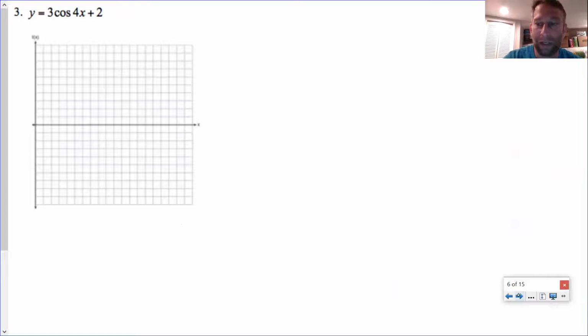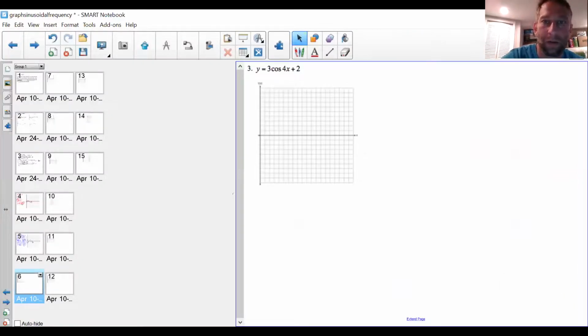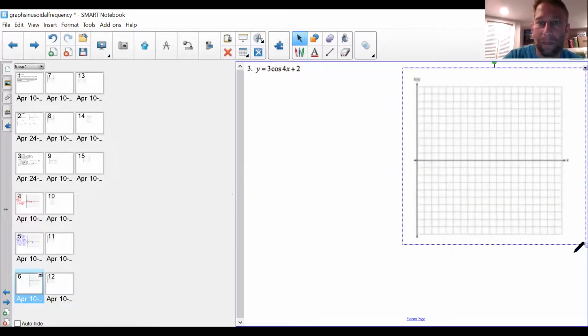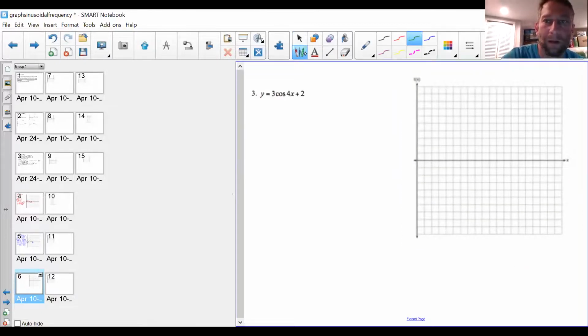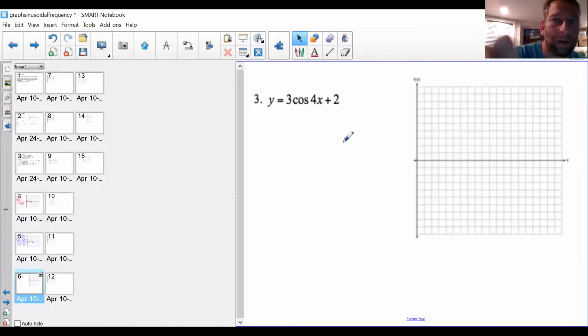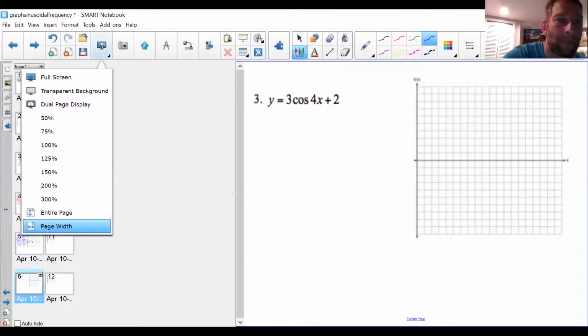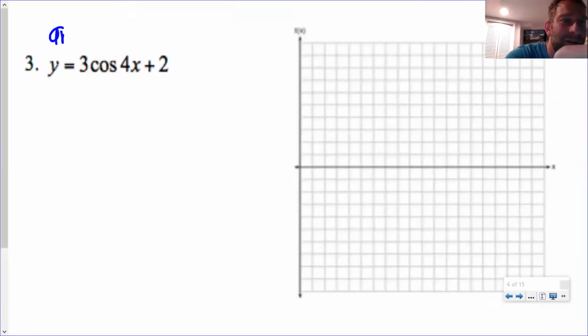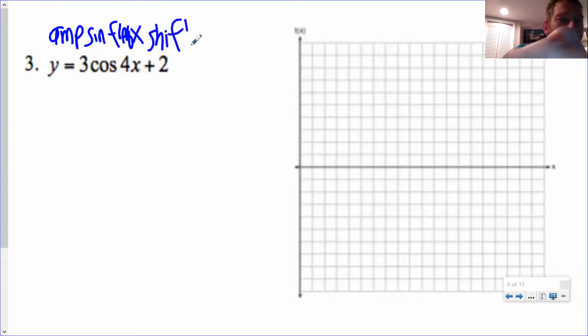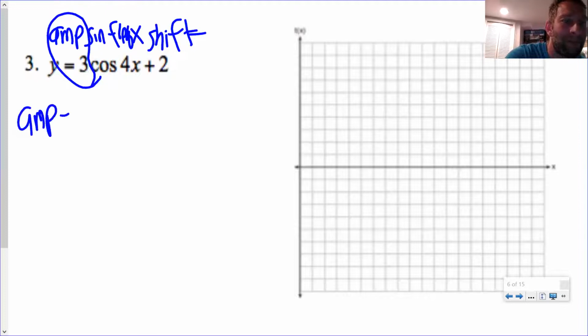Let's take a look at number 3 here. Let's make this a little bit bigger. Amp sign freq x shift. I'm going to list my components of amp sign freq x shift. My amp is 3. Sine or cosine, positive or negative.